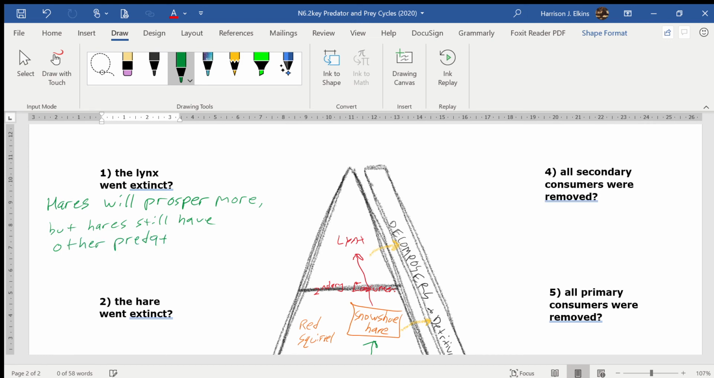Would anything else limit the population of hares from just exploding? Yeah, limited food. Okay, so they still have other predators and limited food. So if we removed the lynx, they'd still be limited by the soapberries. Alright, so as a summary, the hare population increases and the soapberries decrease.